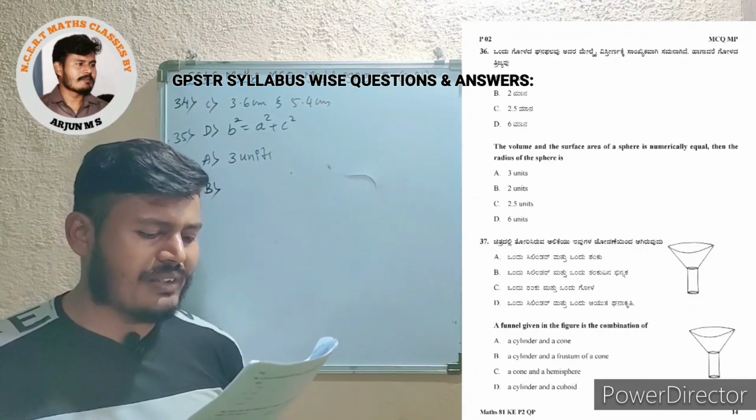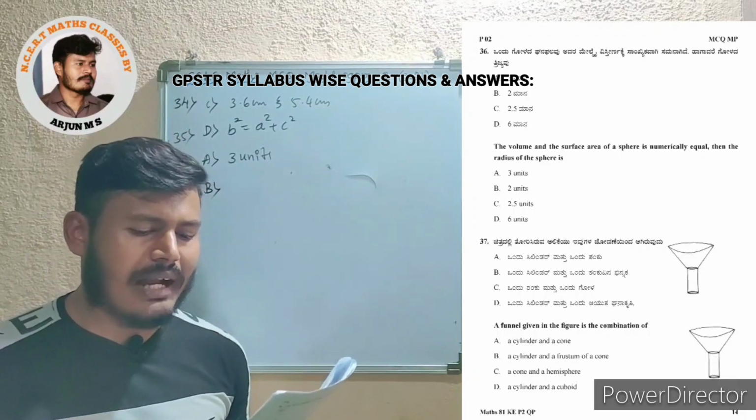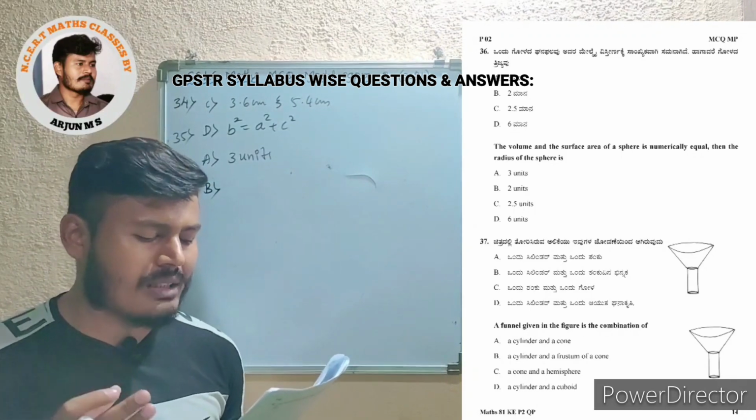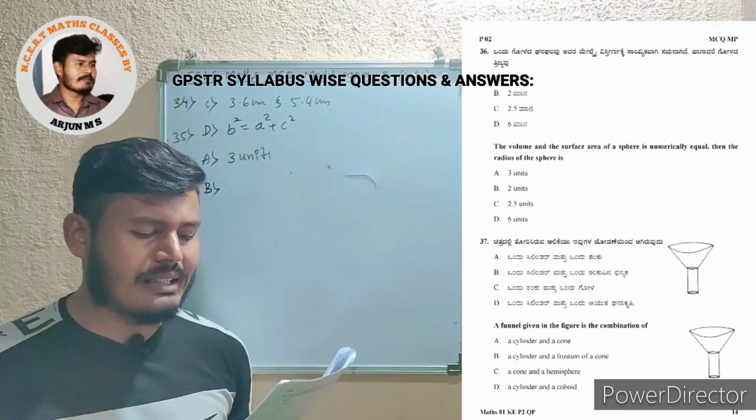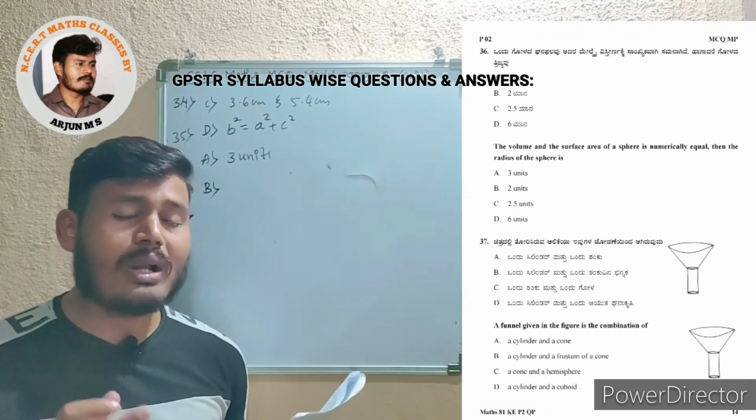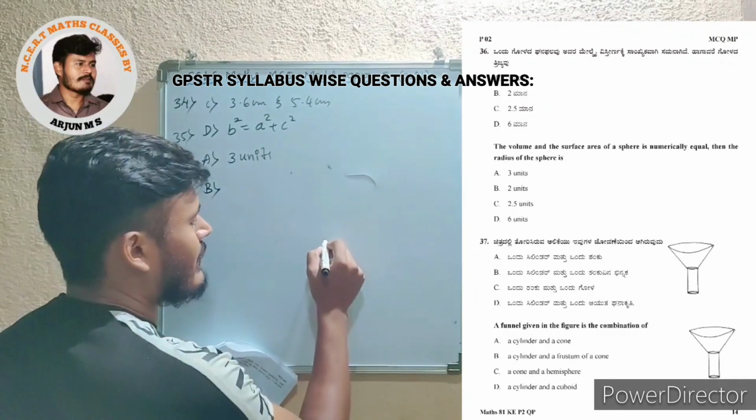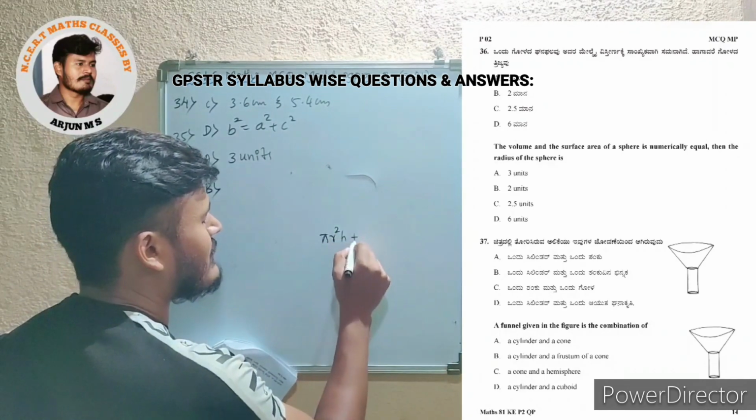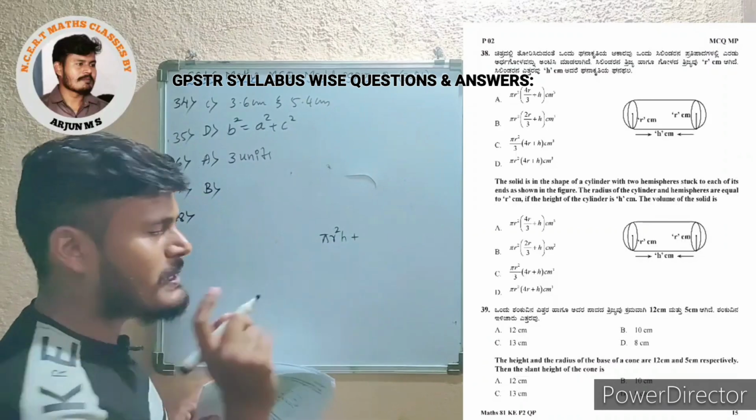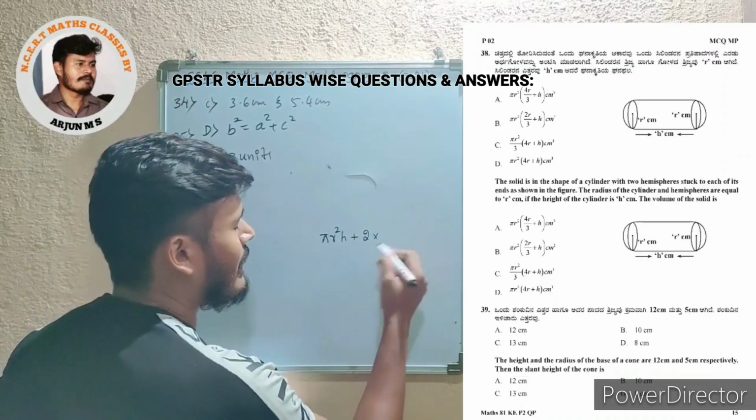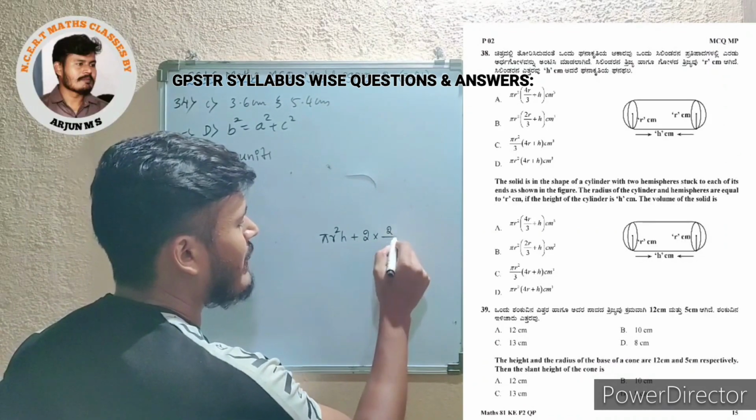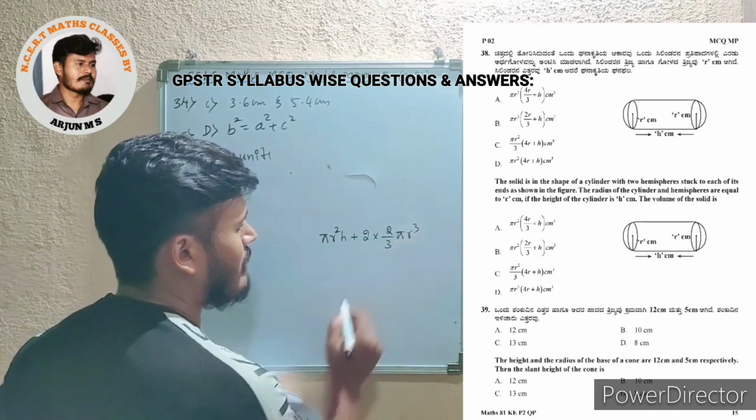ends as shown in the figure. The radius of the cylinder and hemisphere are equal to r centimeter. If the height of the cylinder is h centimeter, the volume of the solid is... We know that the volume of a cylinder is pi r square h, plus 2 into the volume of hemispheres, right? 2 into the volume of a hemisphere is 2 by 3 pi r cube, right?